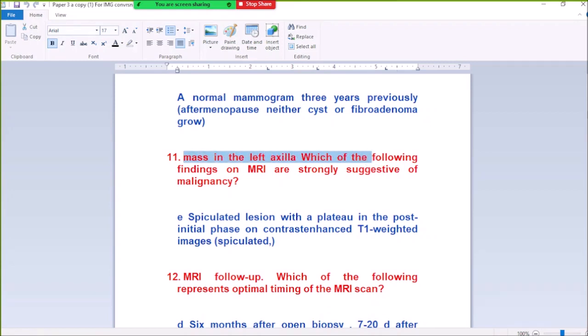Eleven: mass in the left axilla. Which of the following findings is strongly suggestive of malignancy? A spiculated lesion with a plateau in the post-initial phase on T1 weighted images. A spiculated lesion is malignancy.